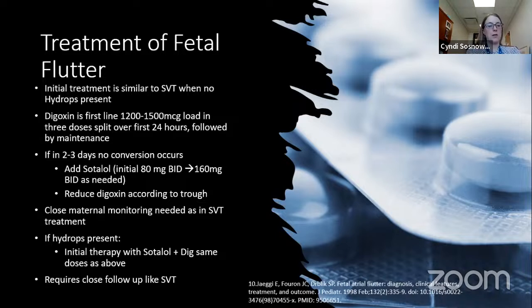So your initial dose is about 80 milligrams, and then you can go up to 160 milligrams BID as needed. And then again, adjust the DIG as needed based on the trough. And then as you do the monitoring, same as you would do for SVT, sending them home, try to get down to single therapy if possible. And then if hydrops is present, it's going to be very similar to what I said above for SVT with hydrops, in that you do initial therapy with dual therapy, so DIG and sotalol. So rather than DIG and flecainide, you're going to use DIG and sotalol. And again, this requires close follow-up.